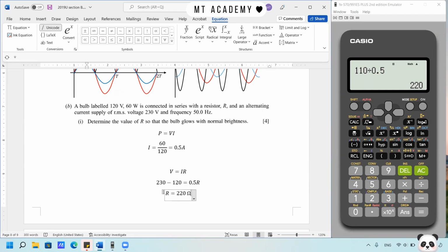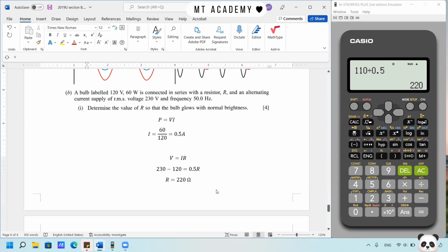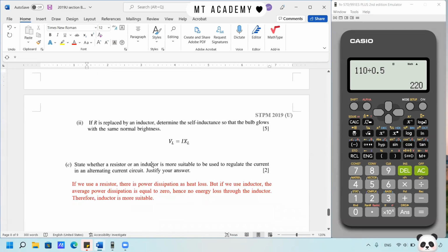So quite easy, and it is quite different from the schema. So you can compare, and you can actually think how we can solve these questions. So proceed to the second question. If R is replaced by an inductor, determine the self-inductance so that the bulb glows with the same normal brightness.